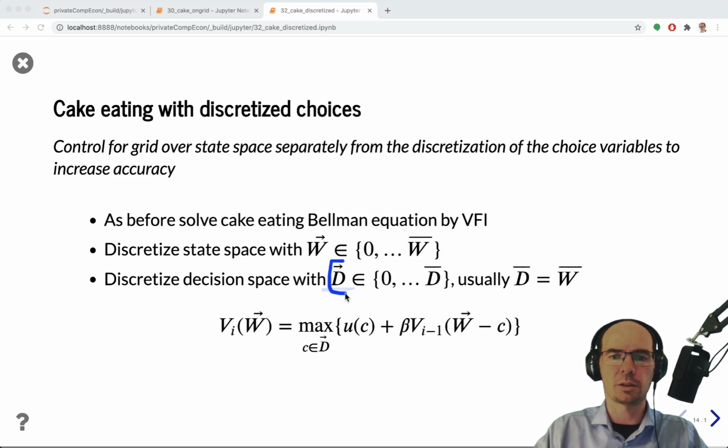So vec D here, and usually the maximum consumption is the size of the cake itself, and so the upper bounds can be equalized. So see what's happening here. We will choose the consumption level from the collection of the points on this grid and plug it into here, and then whatever number is here, we need to be able to calculate the value function there.